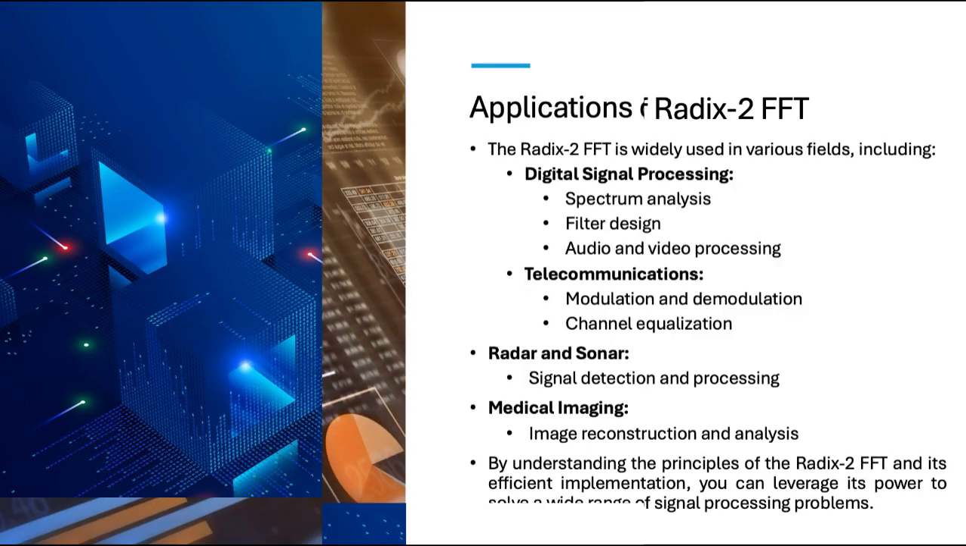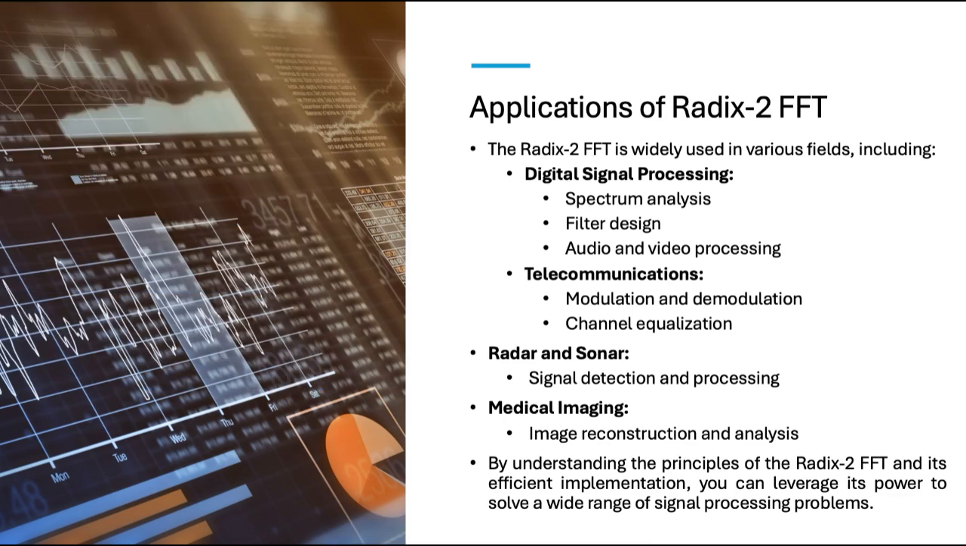The radix 2 FFT is widely used across various fields, including digital signal processing for tasks such as spectrum analysis, filter design, and audio and video processing, in telecommunications for modulation and demodulation, as well as channel equalization, in radar and sonar for signal detection and processing, and in medical imaging for image reconstruction and analysis. By understanding the principles of the radix 2 FFT and its efficient implementation, one can harness its power to address a wide range of signal processing problems.